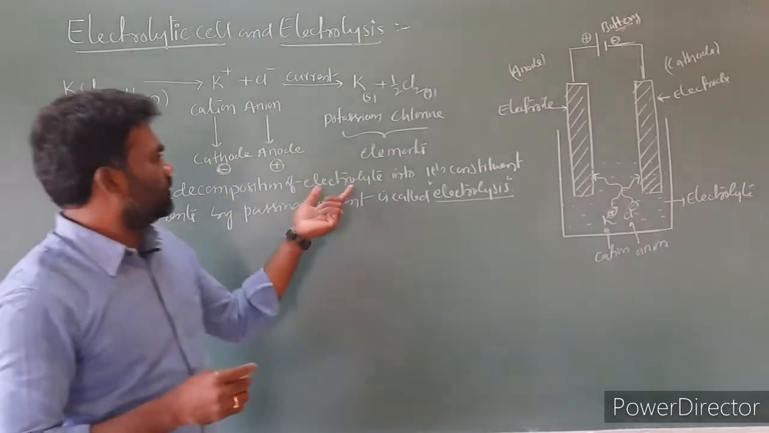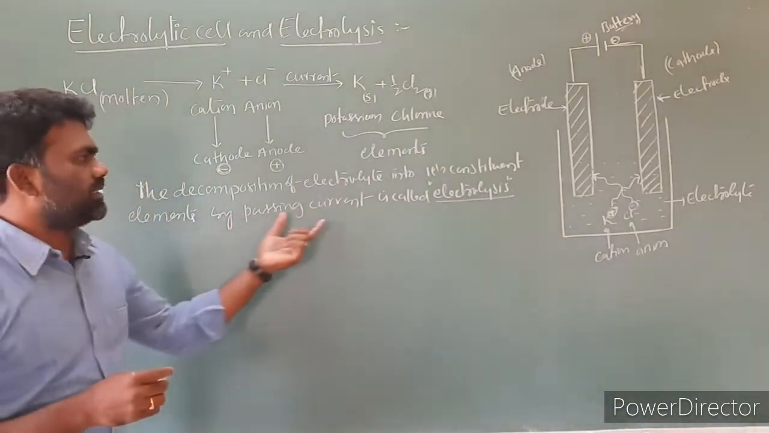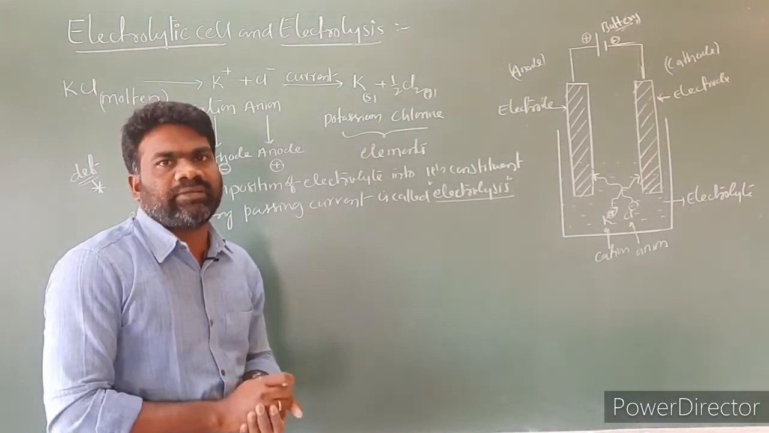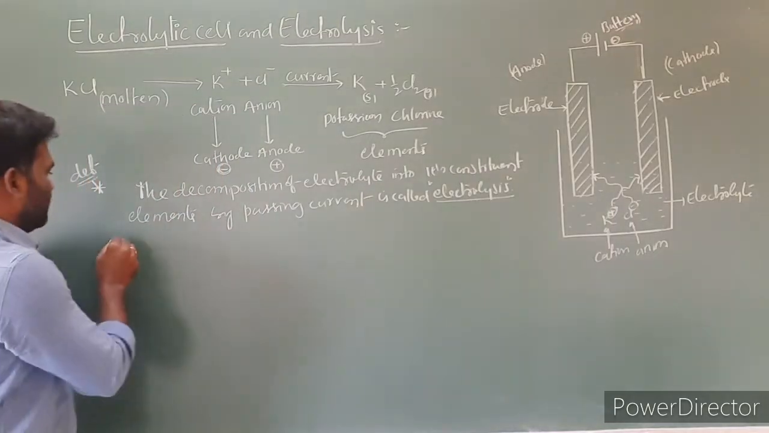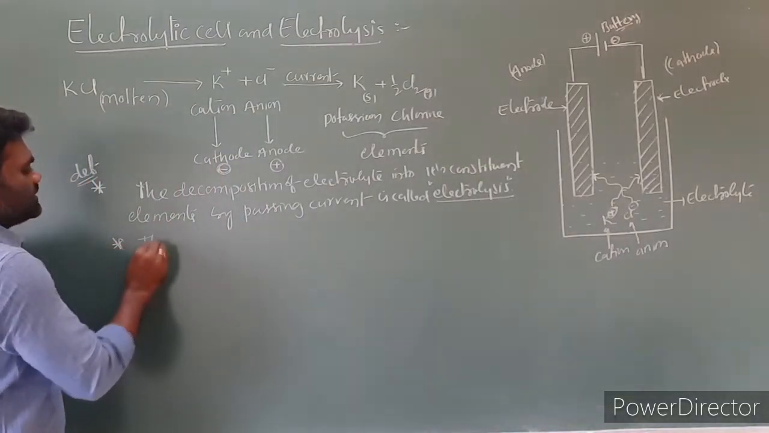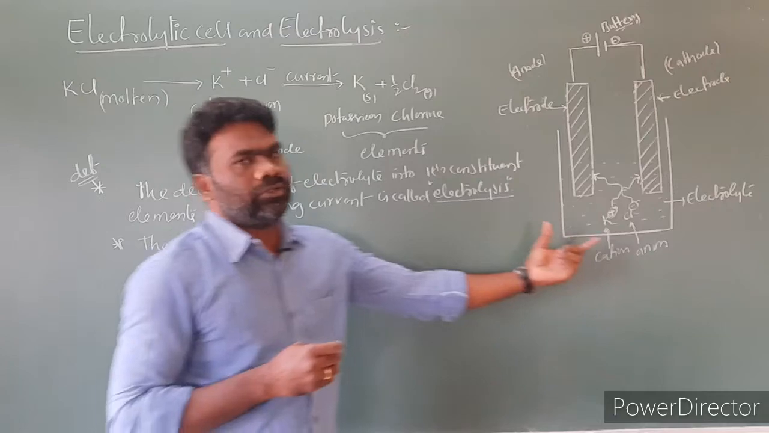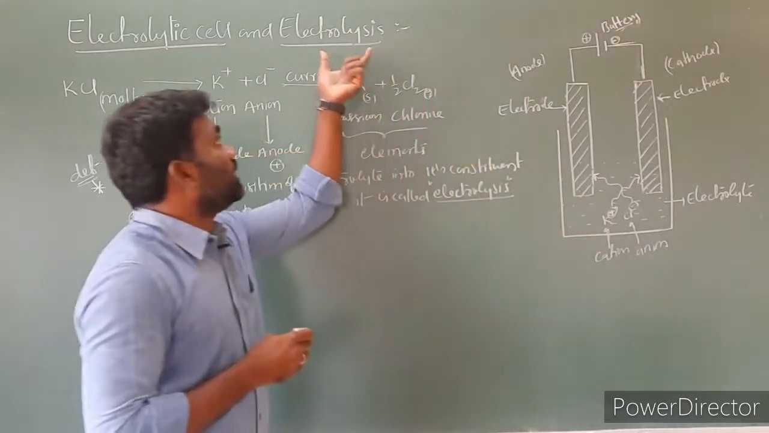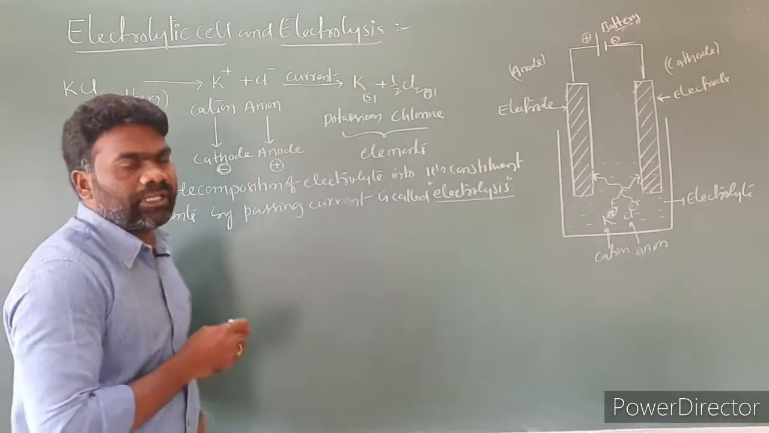The decomposition of electrolyte into constituent elements by passing current is called electrolysis. This is the definition of electrolysis. Next point, the cell in which electrolysis is carried out is called an electrolytic cell.